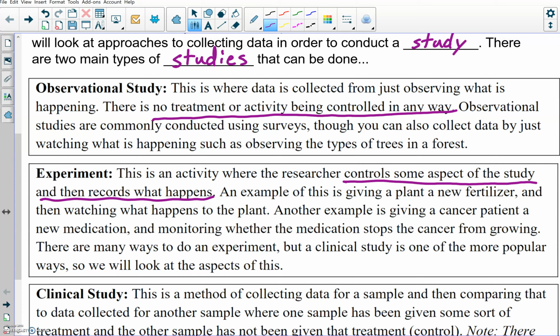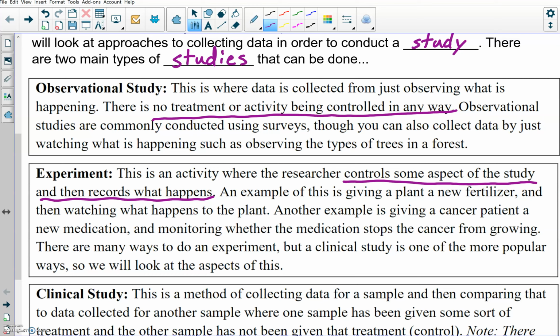Or you take the group and you say, hey, we're going to give you these sodas first. We want you to describe how you're feeling with them. And then you give the group the second soda and you ask them to describe what they're feeling about those. And maybe measuring some things from one soda to the next to see what's happening. So you're controlling some aspect of it. You're not just letting people choose what they want and observing. So another example, giving a cancer patient a new medication, monitoring whether the medication stops the cancer from growing. So, that's definitely something where you're going to be in a controlled study, an experiment.